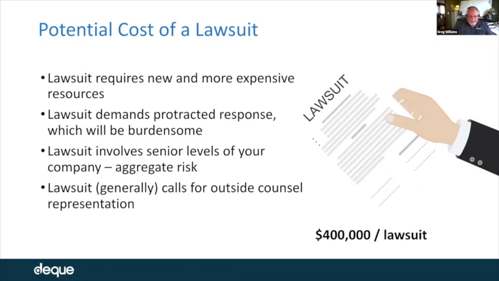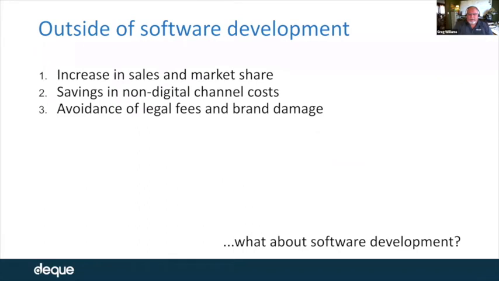But I want to talk about that one that I think there's an opportunity for everybody to embrace, and an opportunity now for people to embrace, because the tools and the methodologies and the rule sets are there. Outside of software development, again, you've got that increase in sales and marketing share, the savings in those non-digital channels, and the avoidance of legal fees and brand damage.